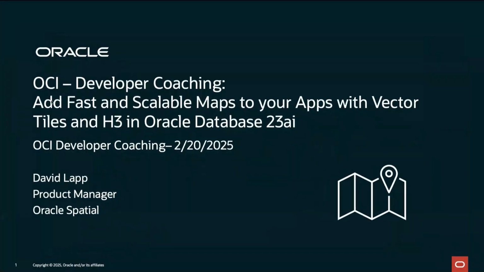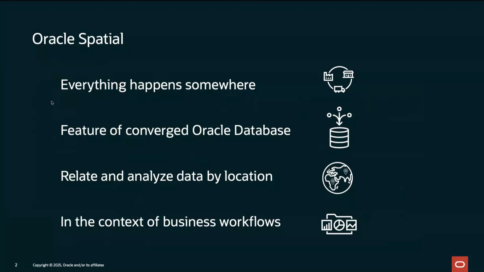Awesome. Okay. I asked about the spatial domain because that's what this is all about today, in particular these new features we have in the 23 AI database for developers for geospatial mapping and analysis. At Oracle, if you're not familiar with our geospatial footprint, we are an integral part of Oracle Database and have been for a long time. Our guiding principle is that everything happens somewhere, and we are the feature in the Oracle ecosystem that really brings that to life.